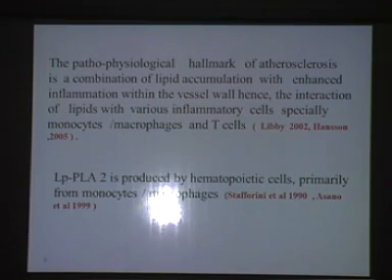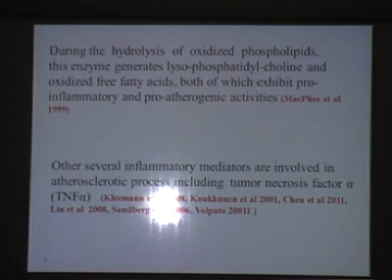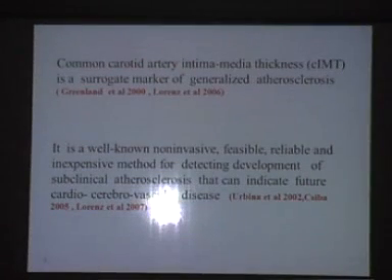Lipoprotein-associated phospholipase A2 is an enzyme produced by hematopoietic cells, primarily monocytes and macrophages. During the hydrolysis of oxidized phospholipids, this enzyme generates lysophosphatidylcholine and oxidized free fatty acids, both of which exhibit pro-inflammatory and pro-atherogenic activities. Several other inflammatory mediators are involved in the atherosclerosis process, including tumor necrosis factor alpha.